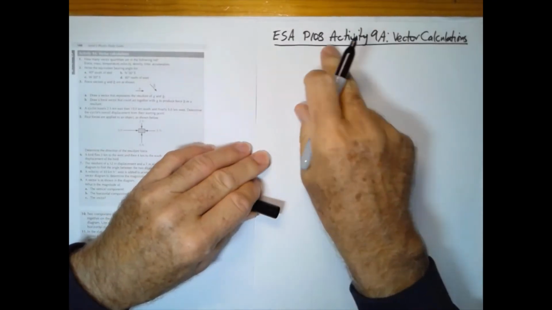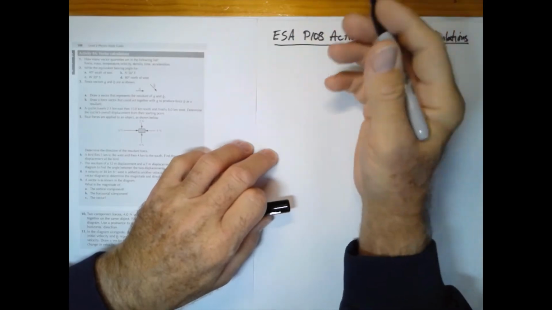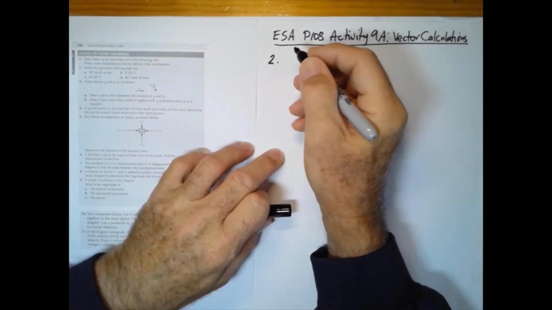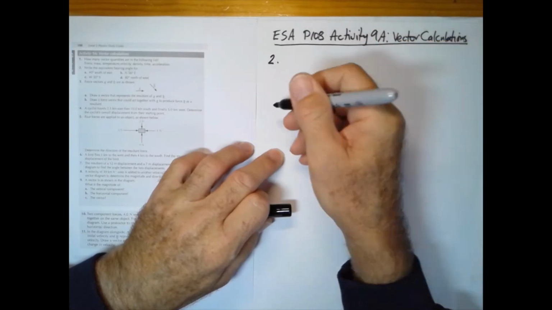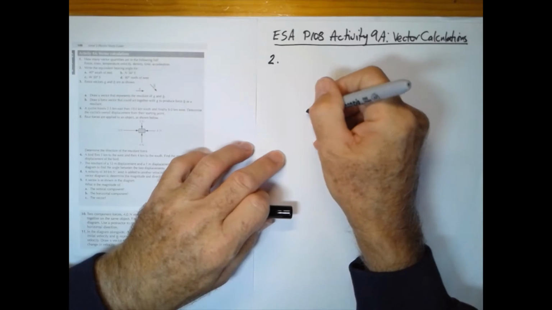Activity 9A, vector calculations. Number 1, just look up the answer in the back of the book. Number 2, write the equivalent bearing angle for 40 degrees south of east. Now, this is something we use all the time in physics.